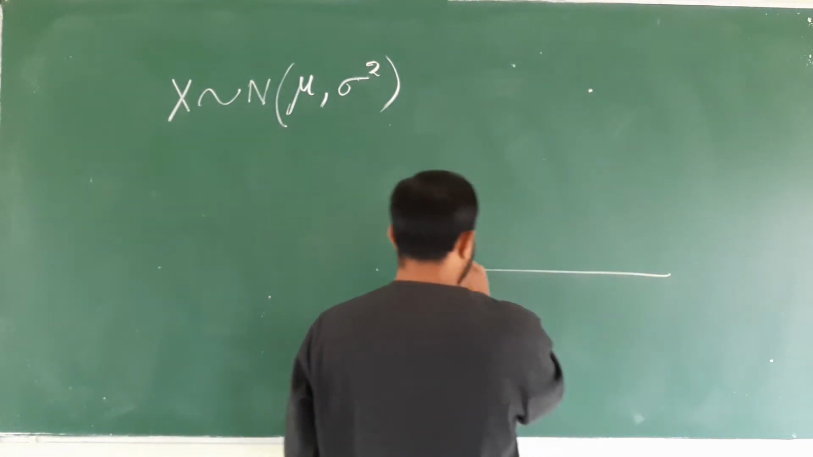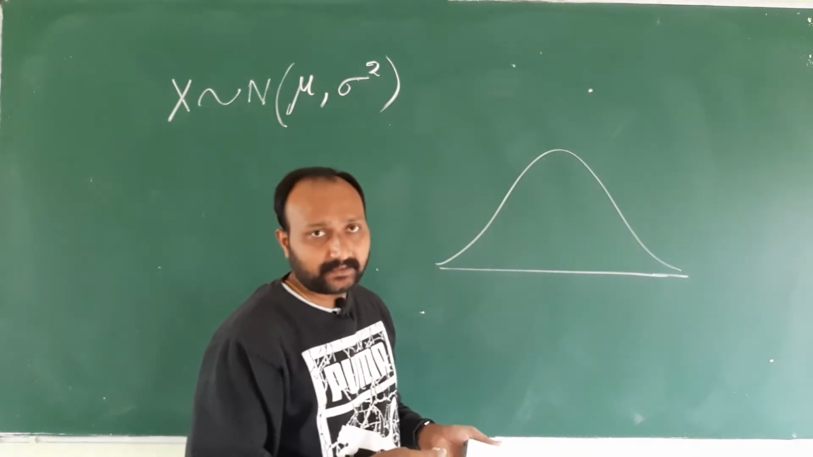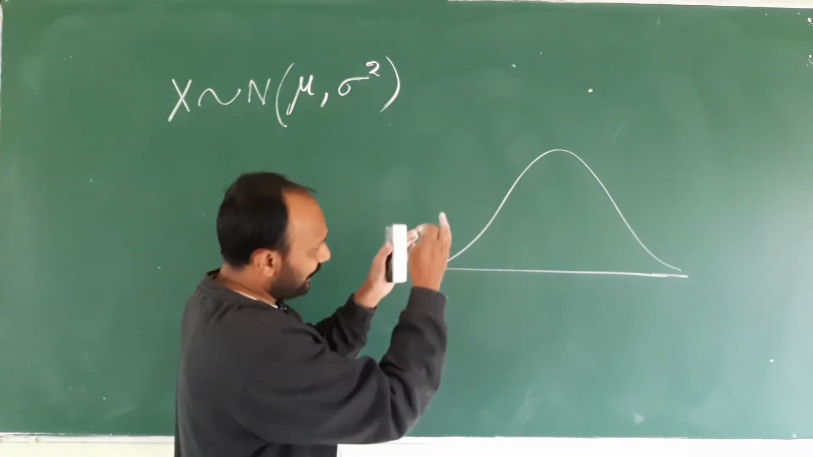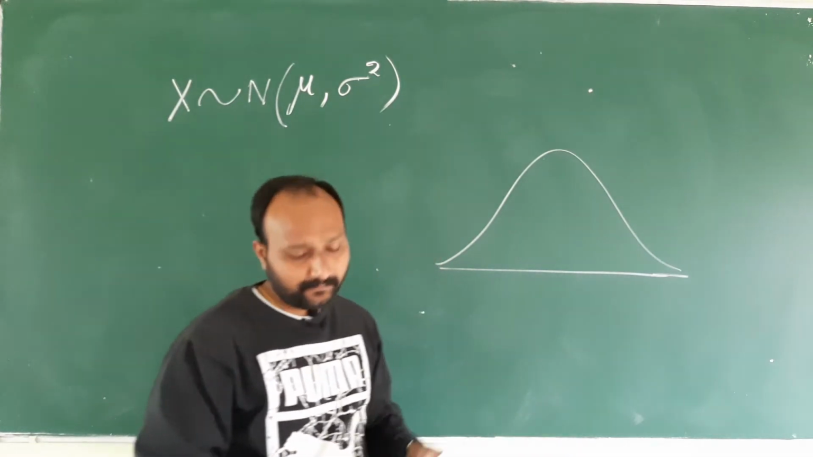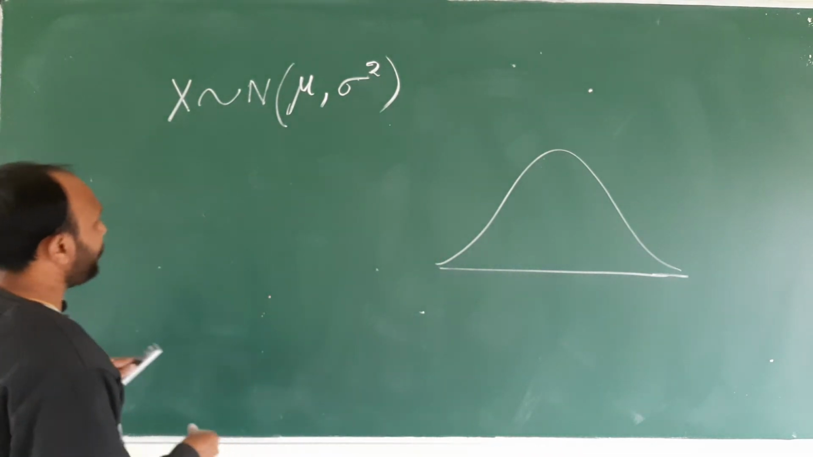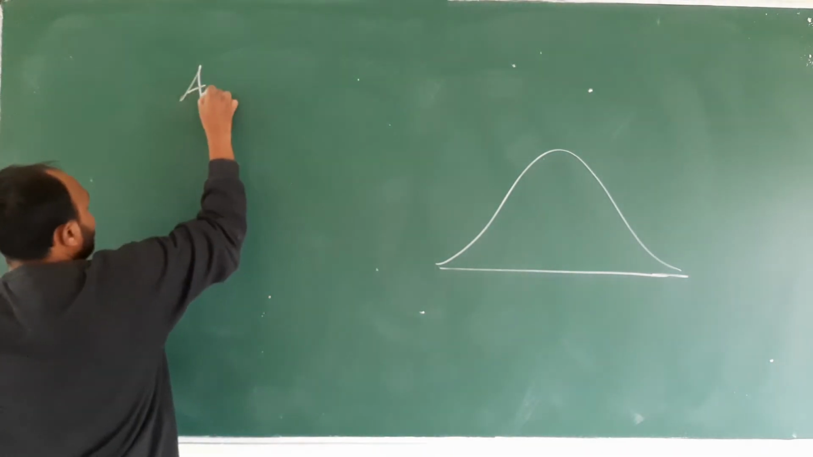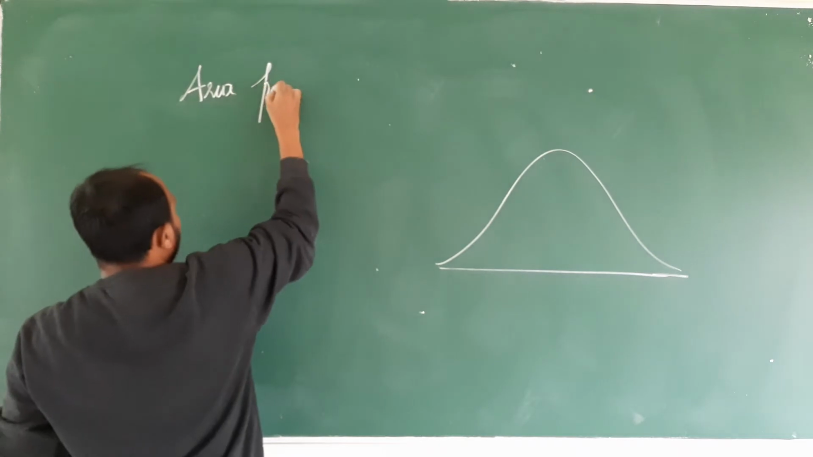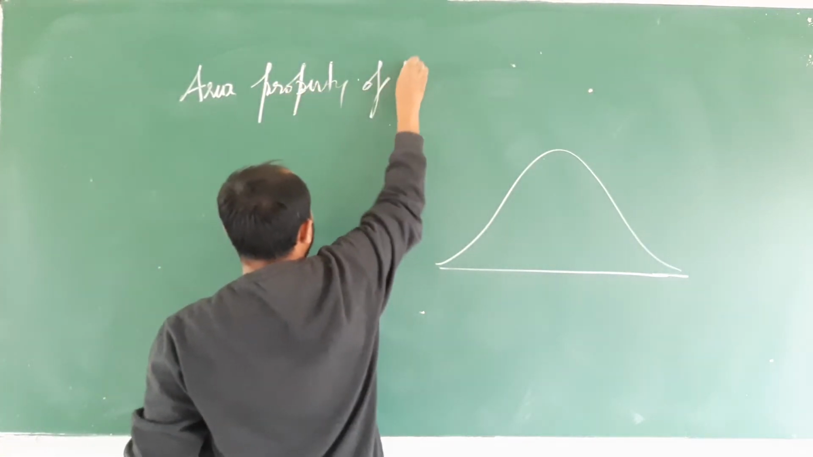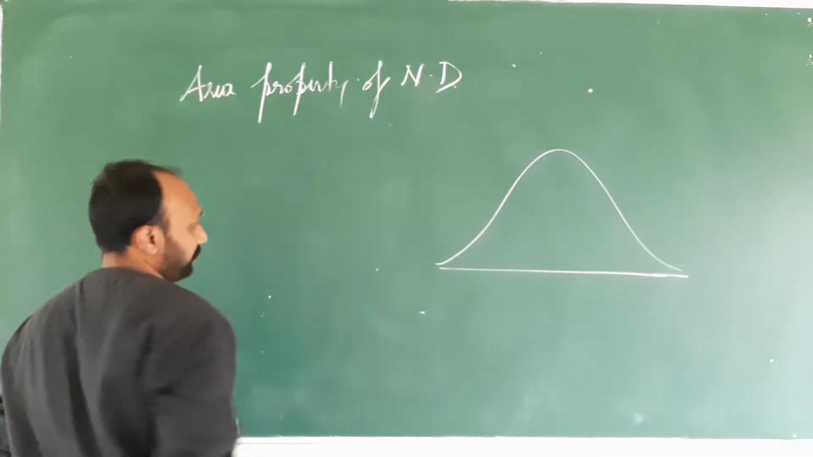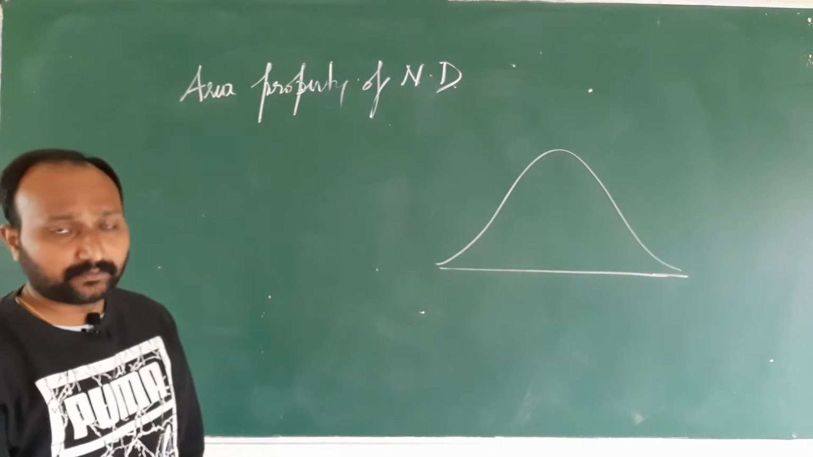Now we will be studying the area. What will be the area and how will this area be distributed? That is, how the area within this curve is distributed. That will be studied in this particular video. So that is the area property of normal distribution. What is that area property of normal distribution?